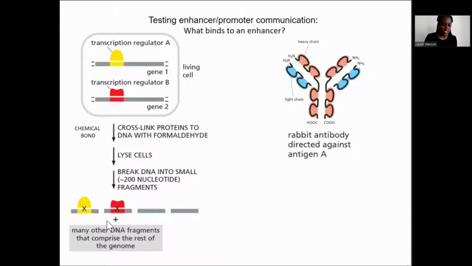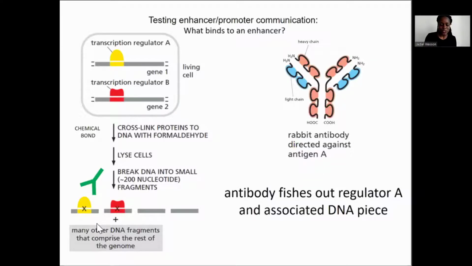So say you want to focus specifically on one of these regulators. What you would do is introduce an antibody that recognizes one regulator versus another. Say you want to target regulator yellow, or A. So you introduce an antibody to regulator A in order to pull it out, and also the DNA that's associated with it.